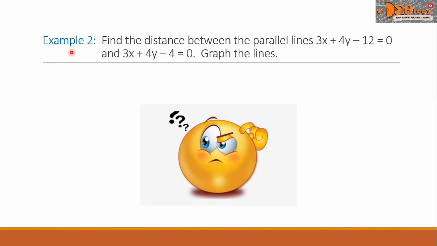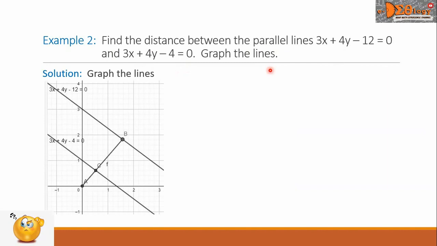Let us have example 2. Find the distance between the parallel lines 3x plus 4y minus 12 equals 0 and 3x plus 4y minus 4 equals 0. Graph the lines. For our solution, let us begin by graphing the lines. Using GeoGebra, we have now the graphs. This is the graph of the 3x plus 4y minus 12 equals 0. And this is the line 3x plus 4y minus 4 equals 0.